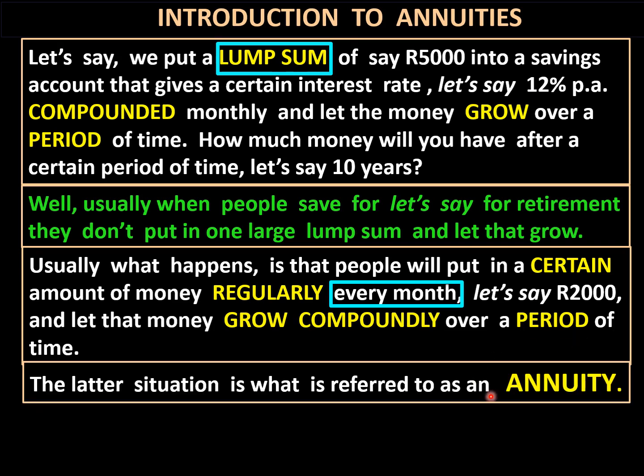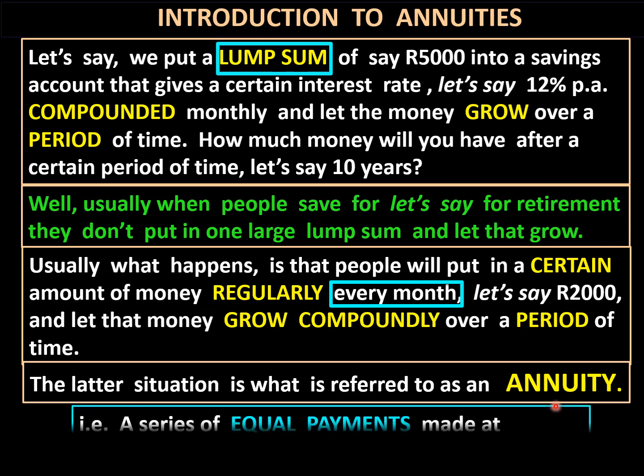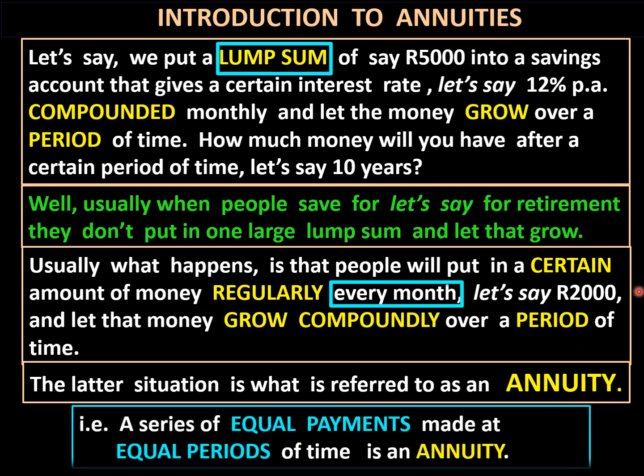Now this situation where you have regular payments, either monthly or annually or quarterly, of a fixed amount, is referred to as an annuity. That is a series of equal payments. The payments all have to be equal, and the periods have to be equal as well. So it's every month. You can't have it once a month and then after 3 months again, then once a month. It must be every month. And this here is referred to as an annuity.